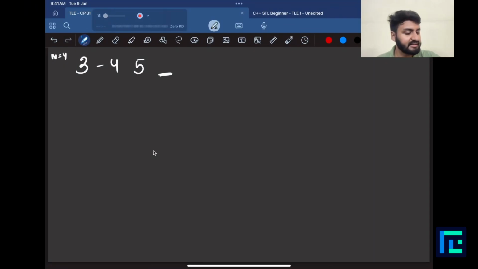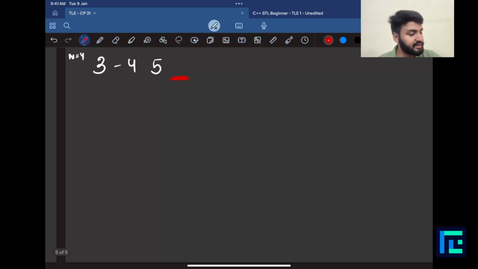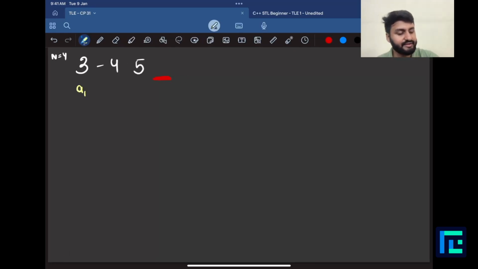So I can say that this is the missing term that I'm trying to look for. So I can just mark this off with red. This is the question mark that I want to find. And you can just name that, okay, this is the efficiency A1, that is efficiency of team 1. This is of team 2 and this is of team 3.